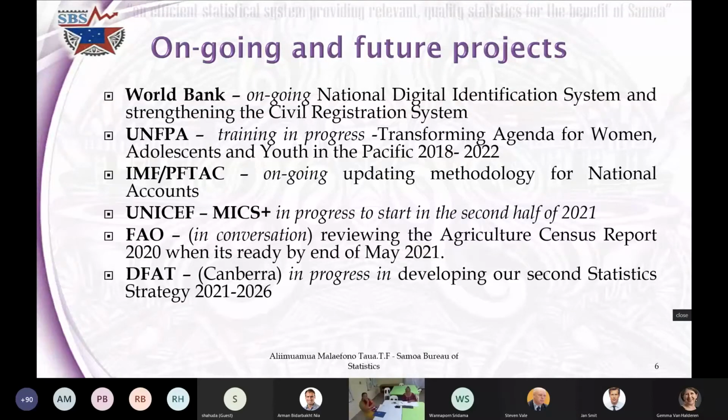For your information, we are already in progress with developing our second statistics strategy. The first one was from 2011 to 2021. Now it will be completed by June of this year, and we are hoping to move to the new statistics strategy for 2021 to 2026. I should have mentioned that this partnership was available under our partnership with the Australian Bureau of Statistics, under their leadership program for government statisticians in the Pacific states. We do this annually, and we managed to negotiate assistance under the same project.